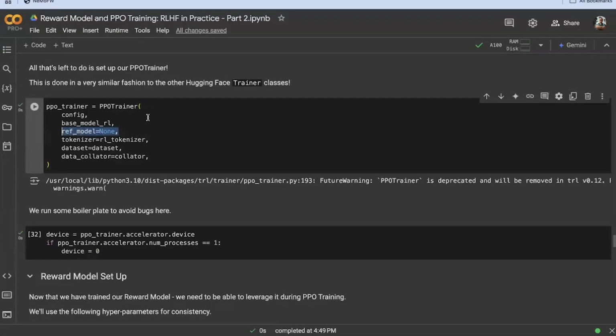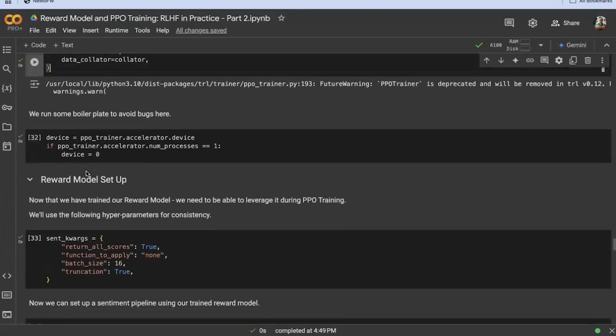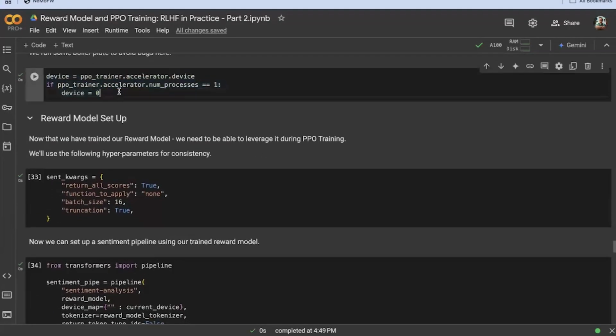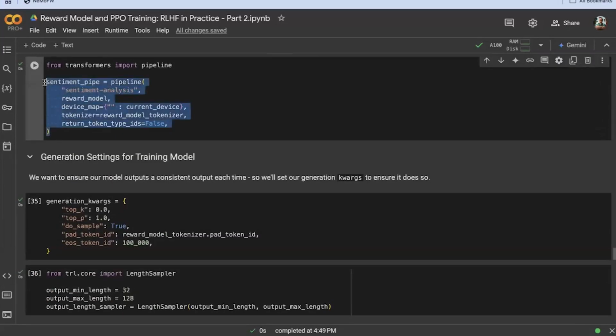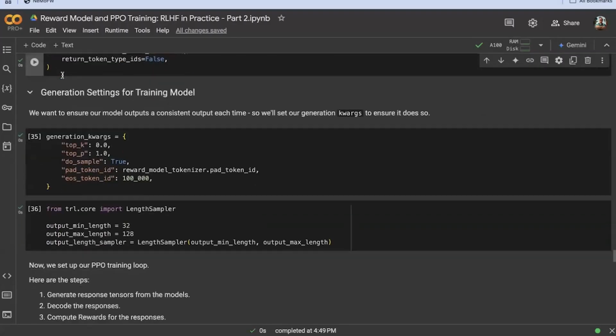We're going to pass no reference model. This is because, again, we're using LoRA, and the reference model is given to us by nature of the fact that LoRA doesn't change the base model. We do some device bookkeeping, and then we create some reward model hyperparameters. We set up a sentiment pipeline using Hugging Face's pipelines to run our reward model.